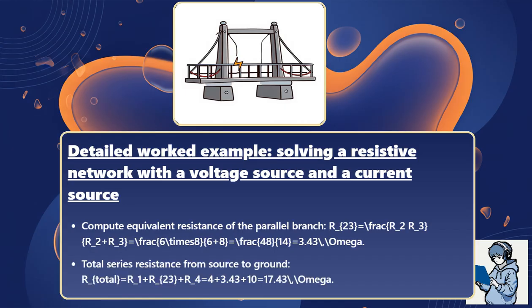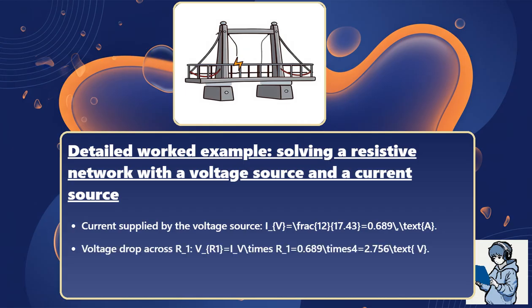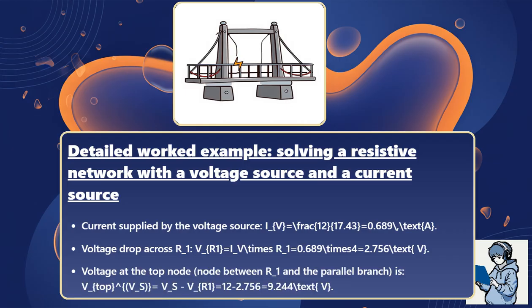Total series resistance from source to ground. R total equals R1 plus R23 plus R4 equals 4 plus 3.43 plus 10 equals 17.43 ohms. Current supplied by the voltage source. IV equals 12 divided by 17.43 equals 0.689 amperes. Voltage drop across R1. VR1 equals IV times R1 equals 0.689 times 4 equals 2.756 volts. Voltage at the top node between R1 and the parallel branch is V top superscript Vs equals Vs minus VR1 equals 12 minus 2.756 equals 9.244 volts.